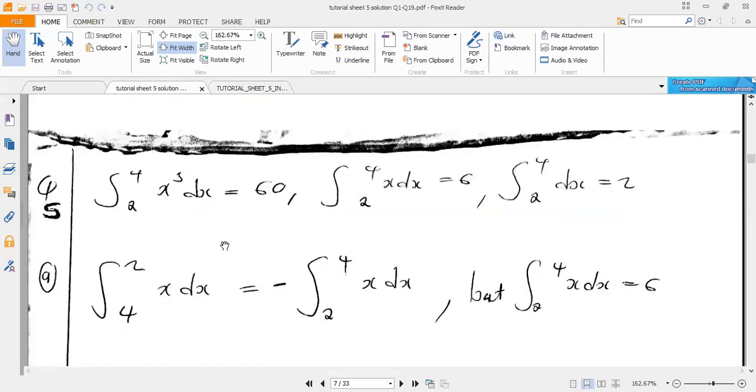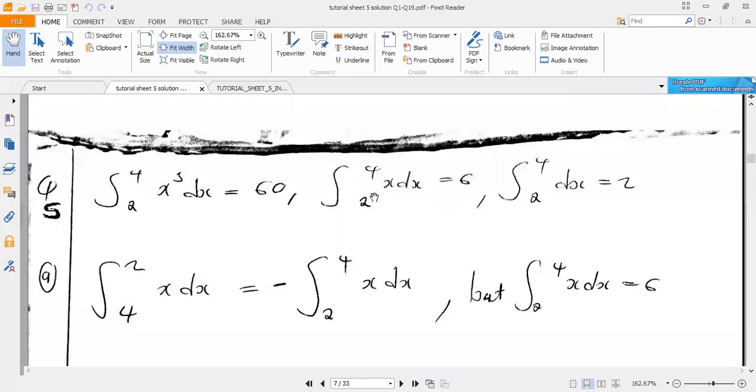The first one, A, the integral from 4 to 2 of x dx. So this integral is the same as the integral from 2 to 4 of x dx. The only difference is it's going in the negative direction. It's going the other way around.